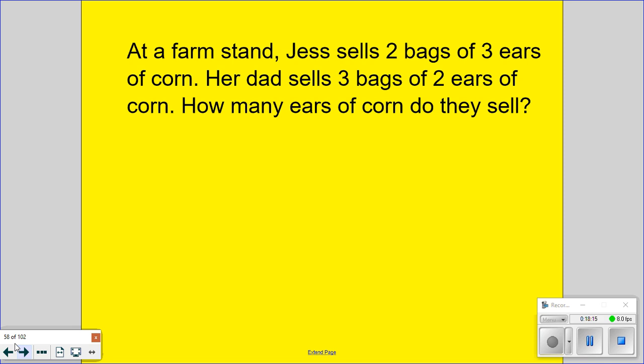Have we had corn on the cob before? Or seen it at least? My dog tried it. Okay.